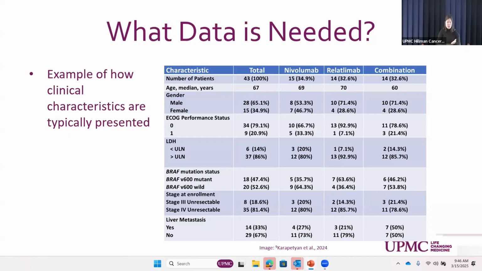So for data, this is just an example of how we correlate the patient characteristics with the different arms in a particular study to tease out the different groups.